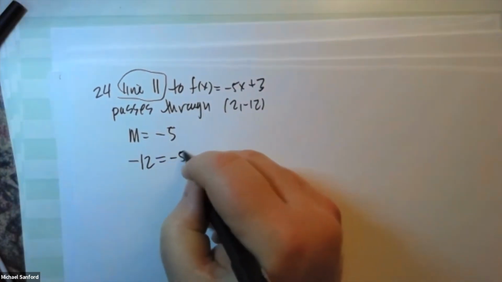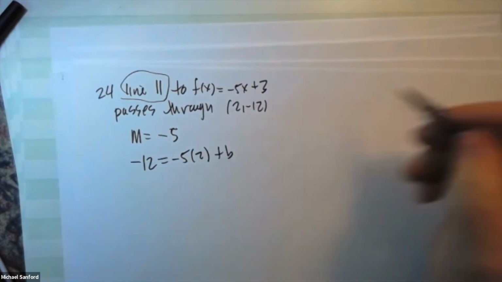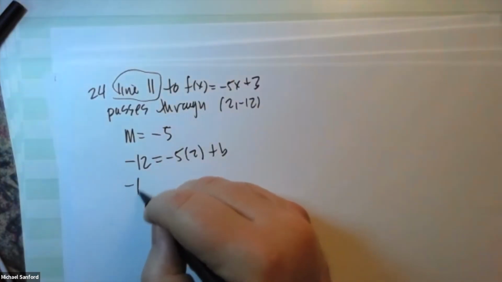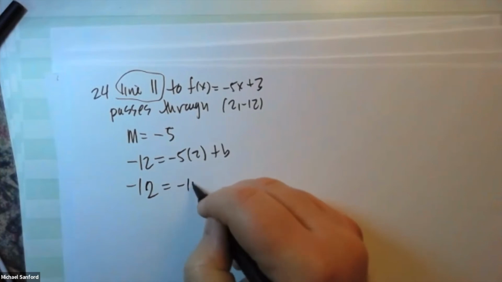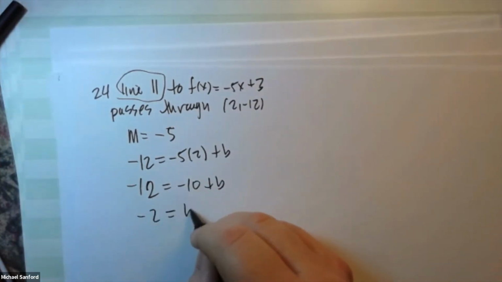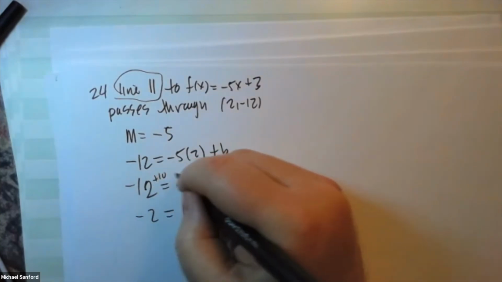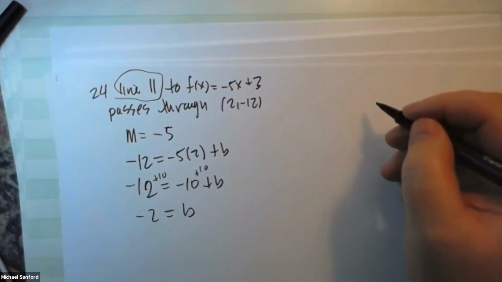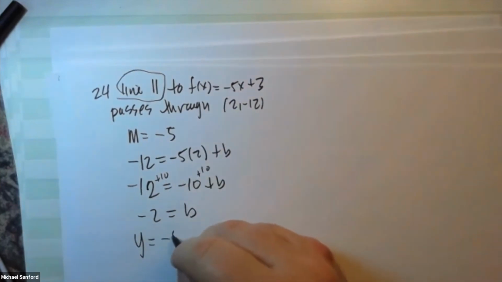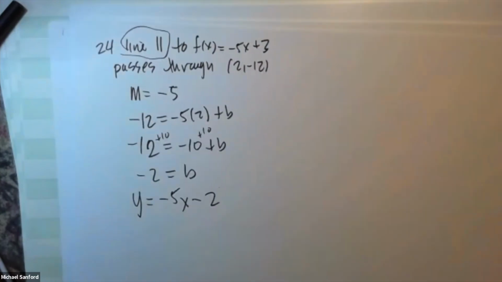-12 is equal to -5 times 2 plus b, right? I'm going to use the y equals mx plus b way. So this is -12 is equal to -10 plus b. Add that over, so I get -2 is equal to b, right? Add 10 to both sides. And then I'll just plug it in. y is equal to -5x minus 2, like that.